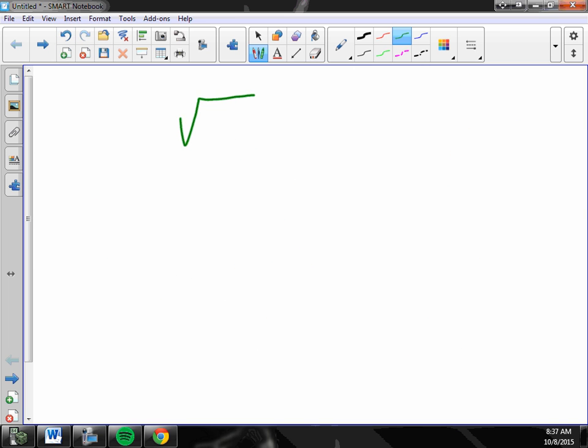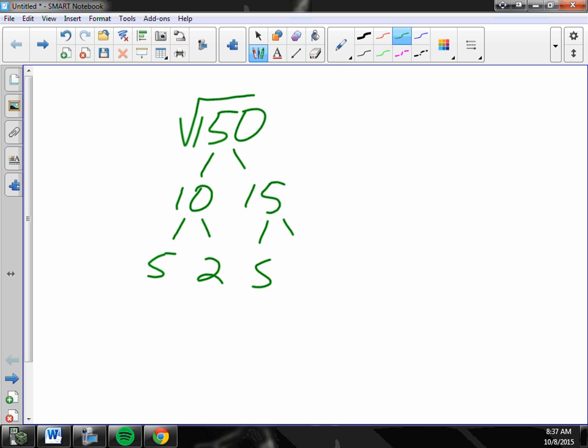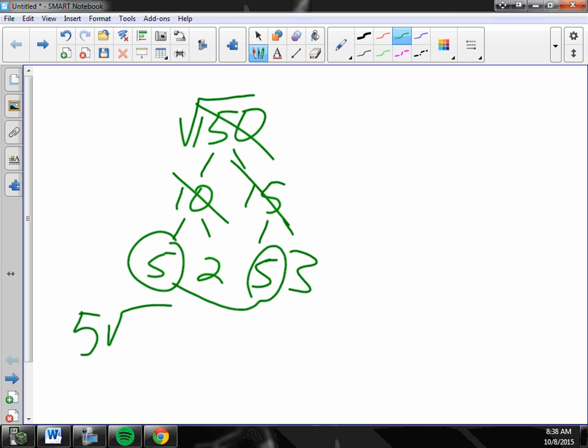Okay, so let's look at the square root of 150. Well, that's 10 and 15, 5 and 2, 5 and 3, and we can forget all of those things that factored. Do we have any pairs? A pair of 5s. So we bring a 5 to the outside, and what's left? So this matched that, and then I have a 2 left over and a 3 left over, which makes 6. 5 square roots of 6. Does that make sense? Okay.